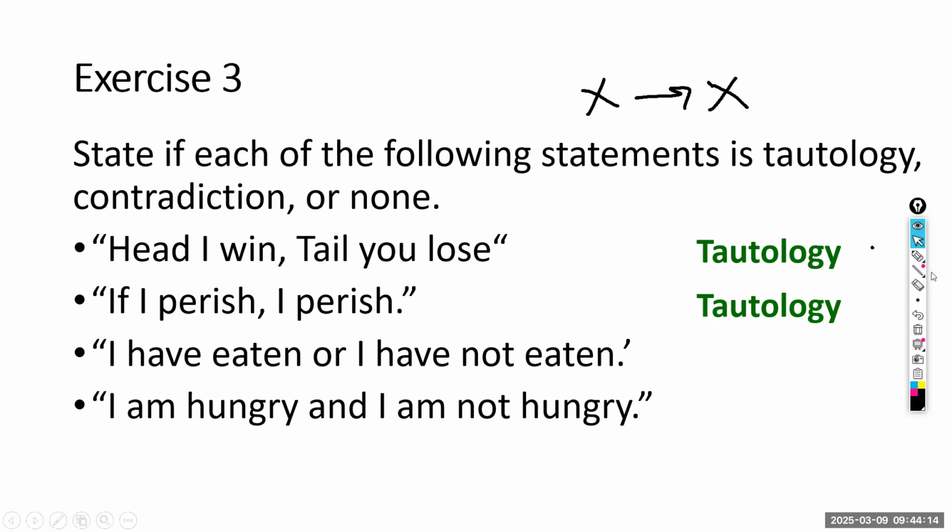Remember the truth table. I have eaten, no, I haven't eaten. Anyway, we did that, right? That is X or not X. X or not X is a tautology. I am hungry and I am not hungry. That is X and not X. That is a contradiction.